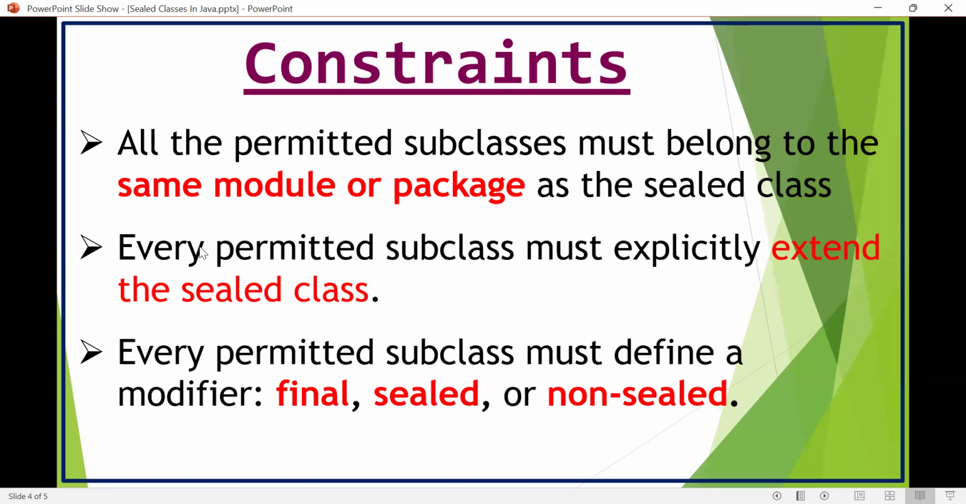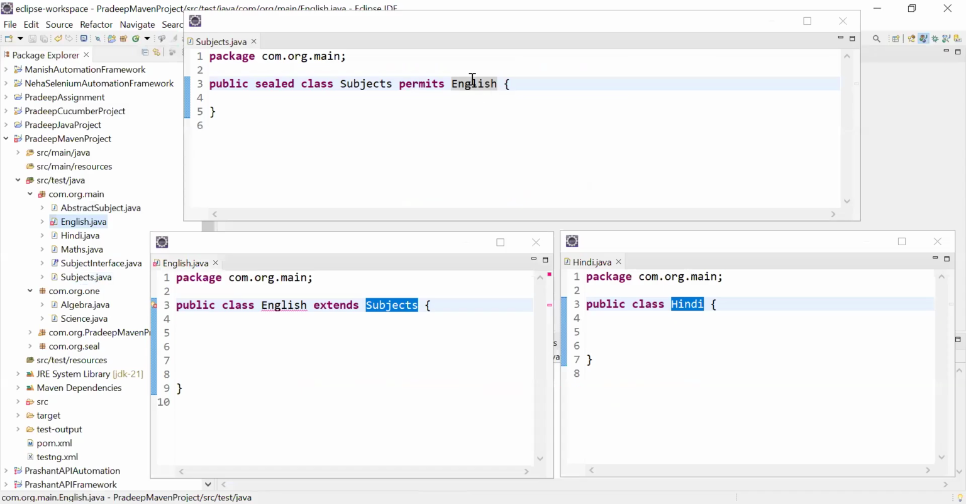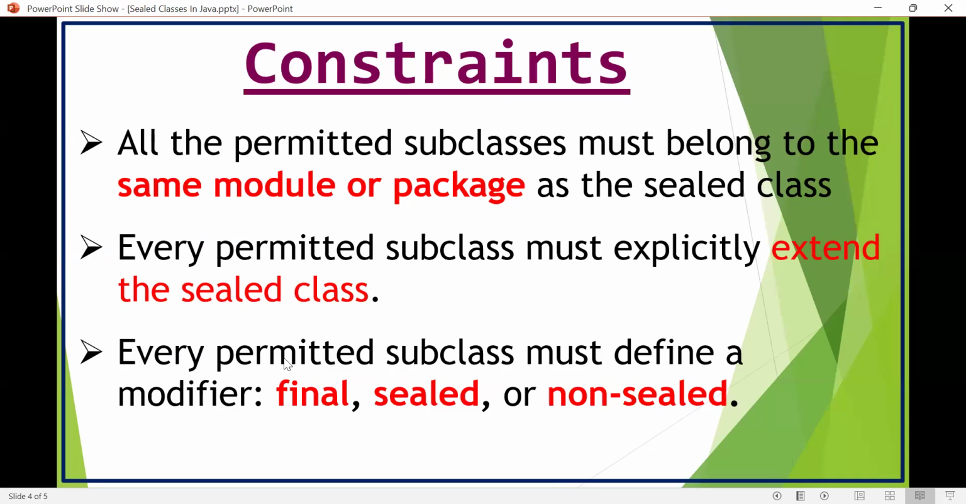The second condition I fulfilled: every permitted class must explicitly extend the sealed class. I've used my English class as a permitted class, so that needs to be extended. Now the question is why it is giving the error here. Another thing I told you, the third point, is that every permitted subclass must define a modifier: final, sealed or non-sealed. If I go with sealed, then there is no advantage. The reason is that if the child class becomes a sealed class, then you have to use the same rule to make a further level of subclasses.